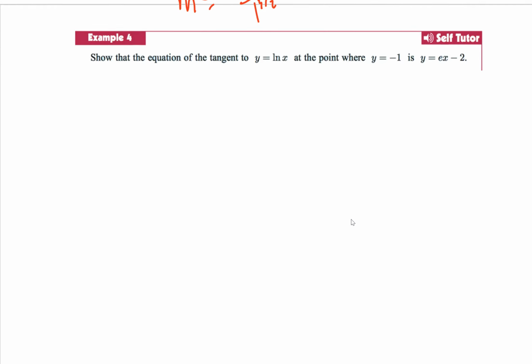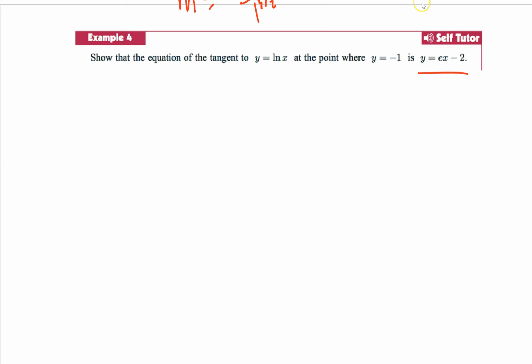So look at here. So the equation of a tangent line to y equals natural log x at the point where y equals negative 1 is this. Right, so this is a classic IB show that problem. They give you the answer. They just want you to show how you do it. So remember, you cannot use this. They're just letting you know, hey, that's the answer.